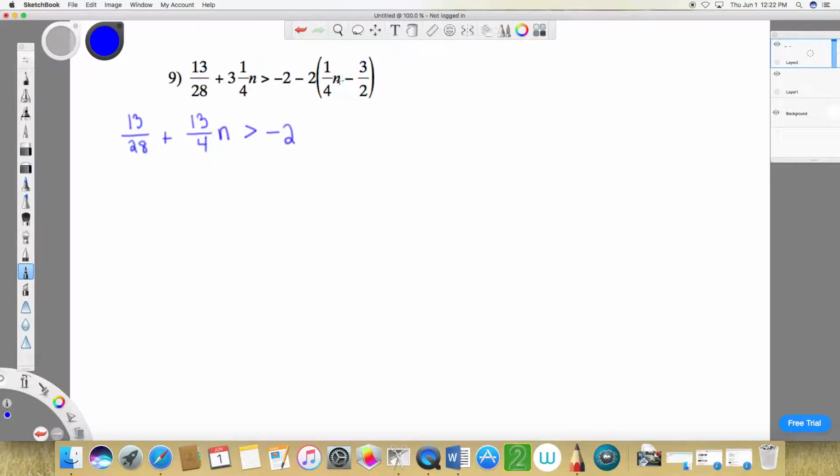-2. And let's distribute this -2 through the binomial. So we've got 2 times 1/4, which is 1/2, and a negative times a negative is positive. And this 2, remember that you can view this 2 as 2 over 1. It cancels with the 2 in the denominator there, and we have just plus 3 here.